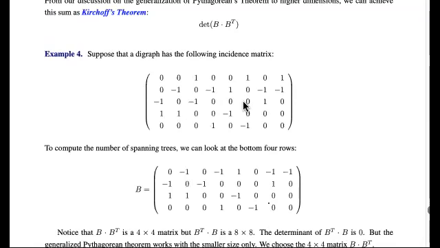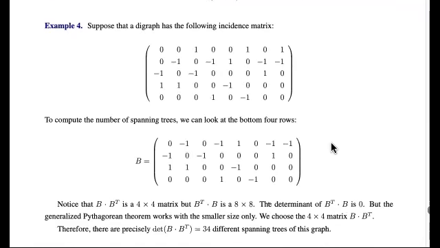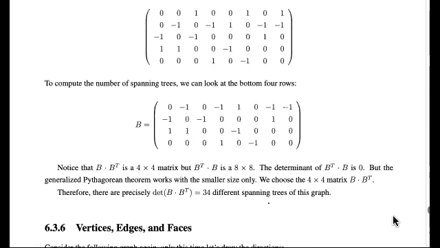Kind of a neat application of incidence matrices. We can actually count the number of spanning trees quite well just by chopping off a row, taking this times its transpose in the way to produce the smaller square matrix. Take the determinant of that, you have it. It's kind of a fun idea.